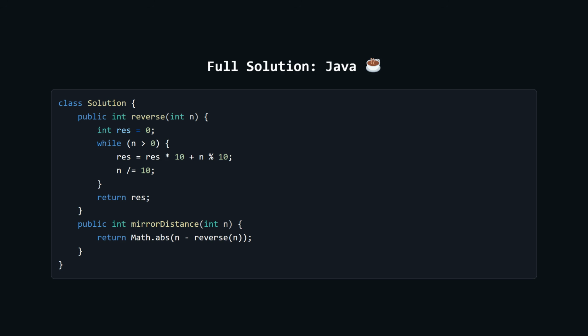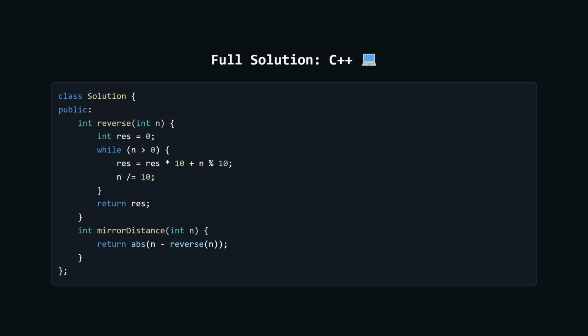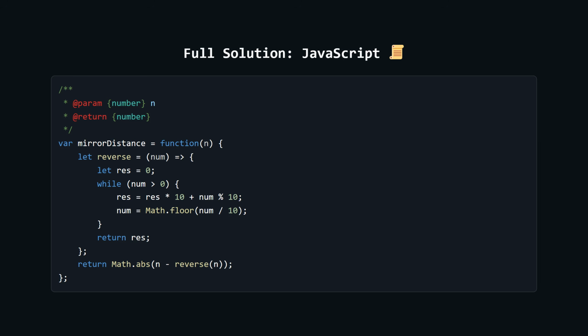Here is the full solution written in Java. It follows the exact same mathematical logic, just using Java's built-in math absolute function. Next up here is this C++ version. Extremely similar syntax here as well. And finally, here is the solution in JavaScript. Notice we use math.floor for the division here to make sure we are actually doing integer division and not getting decimals.